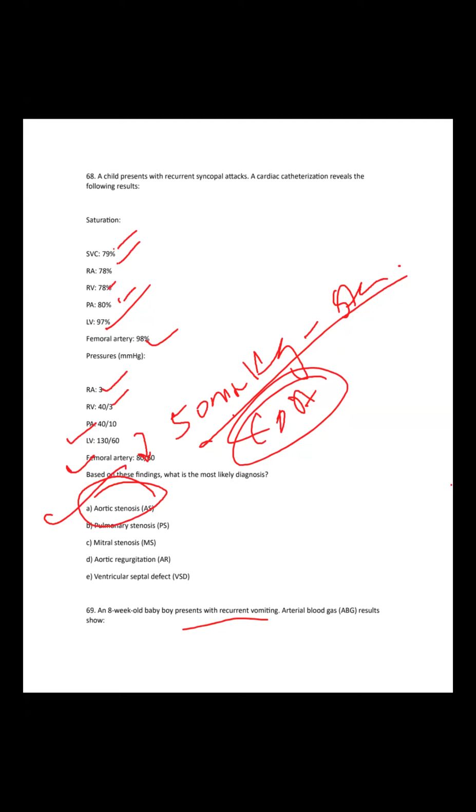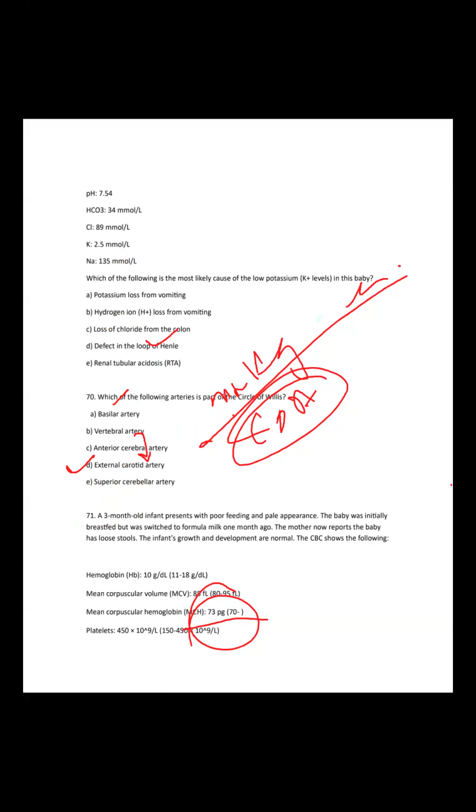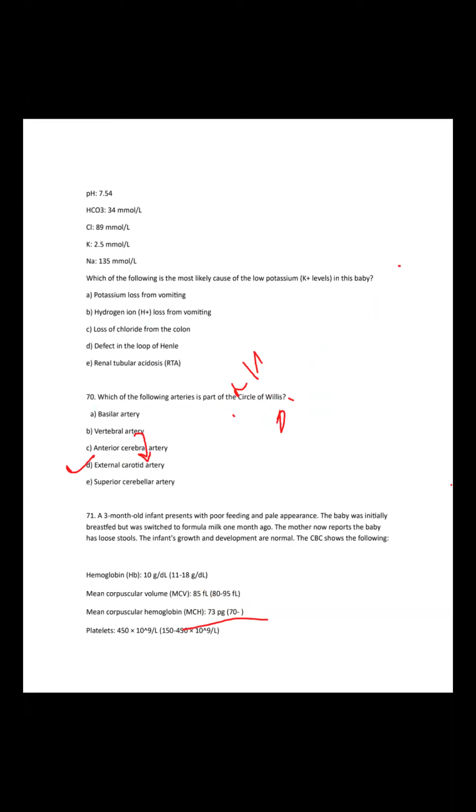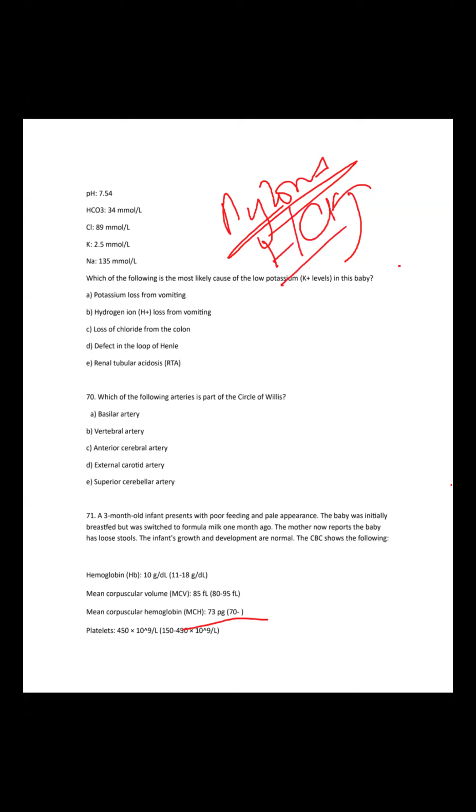Okay. An 8-week-old baby presented with recurrent vomiting and the ABGs are in front of us. What do the ABGs show? It shows metabolic alkalosis with hyponatremia, hypokalemia, and which of the following is the most likely cause of low potassium in this baby? So this is basically a case of pyloric stenosis, okay? And in the vomiting, you are losing your hydrogen chloride, okay? Your HCl is being lost. So why do you have a low potassium?